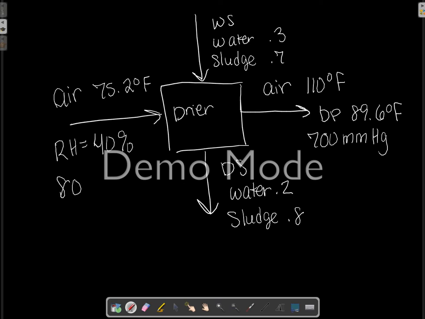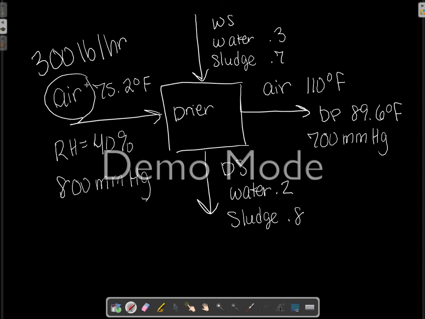And a pressure of 800 millimeters of mercury. And the problem says that a wet sludge containing 30% by weight of water enters a dryer at a rate of 300 pounds per hour. And it's dried by air with a relative humidity of 40%. And we have to use the rest of the information in this diagram to solve for the amount of moist air required for the process. So we are trying to find this air right here.